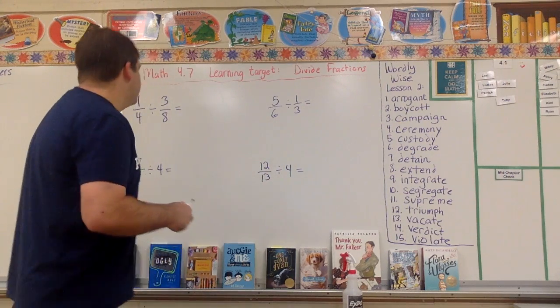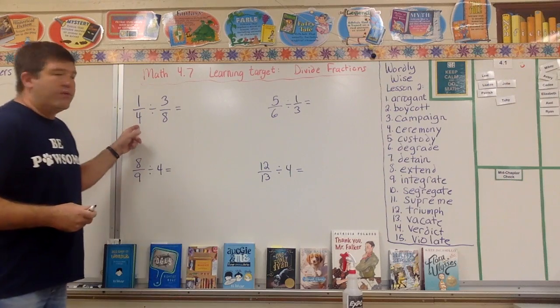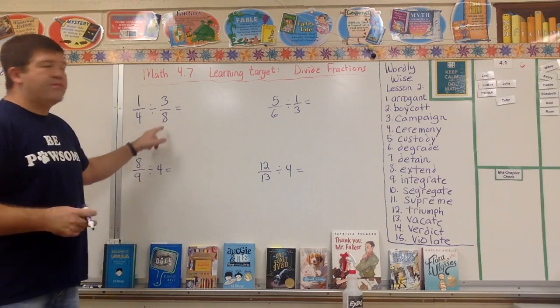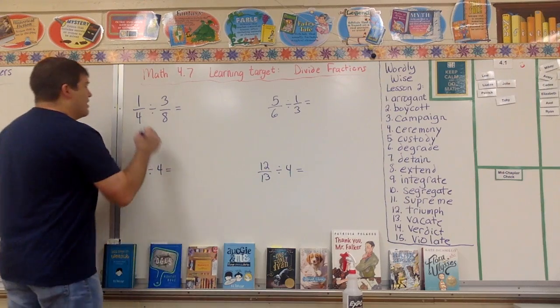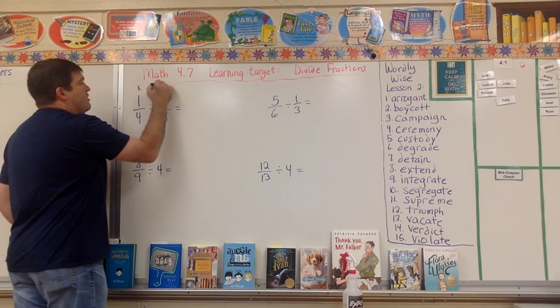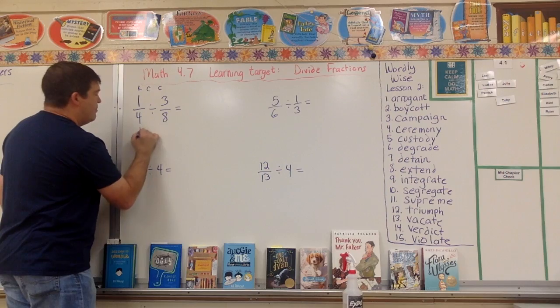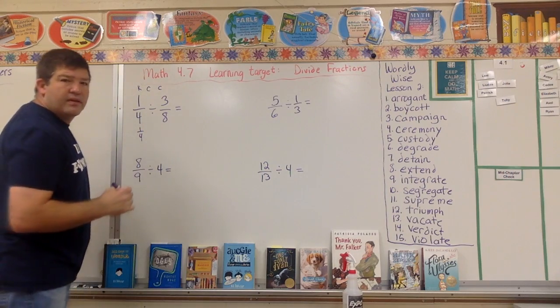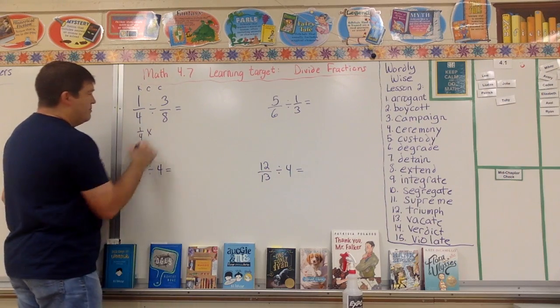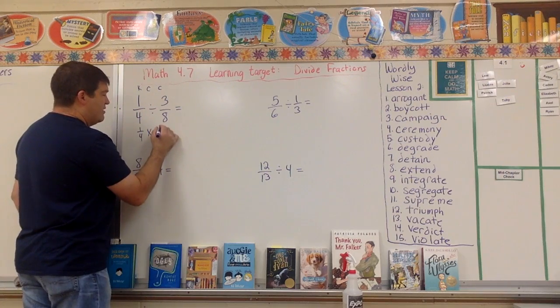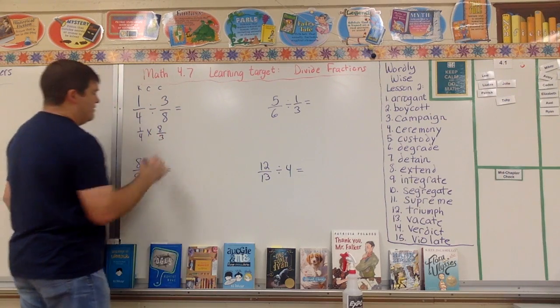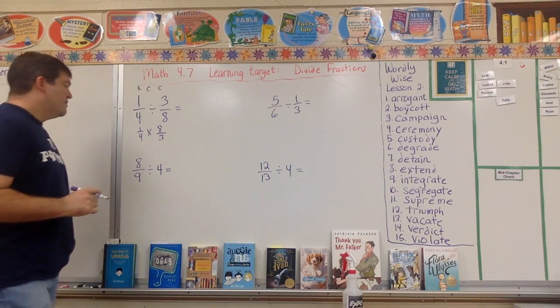Okay, so let's see what we get. We have 1/4 divided by 3/8. So I can't divide it, I need to multiply it. So I got to do my keep, change, change. I keep the 1/4 and I change that to times. And then I change this to 8/3.